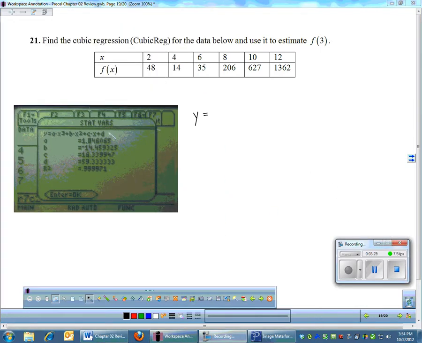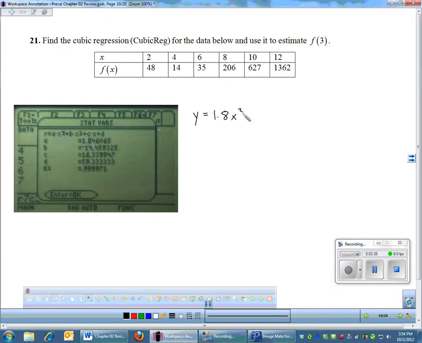Okay, so writing this down, it's ax cubed, and a is 1.8, so 1.8x cubed plus b, which is negative 14 point, and I'll round that to 5, so negative 14.5x squared. C is 16.3, so plus cx, 16.3x, and d is 59.3.